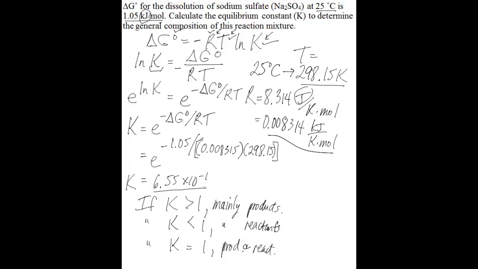So in this case, the K value is less than 1. It's 6.55 times 10 to the negative 1. So that means that your reaction mixture at equilibrium will be mainly reactants. So you found your K value using delta G naught, and then used that K value to determine the general composition of your reaction mixture. So you're done.